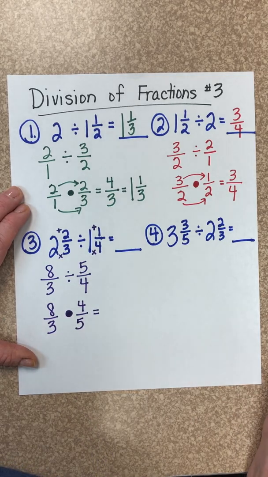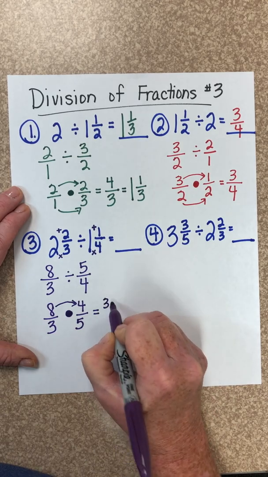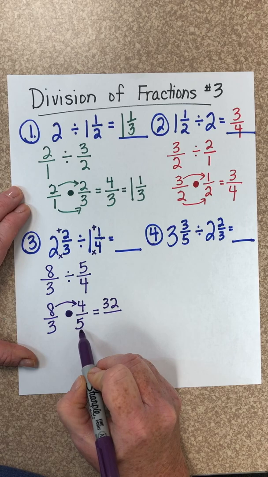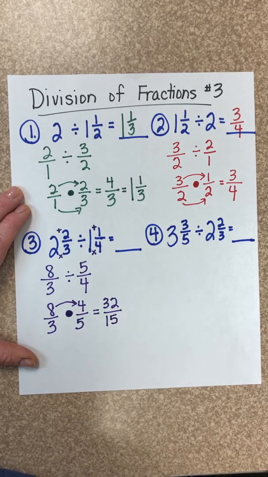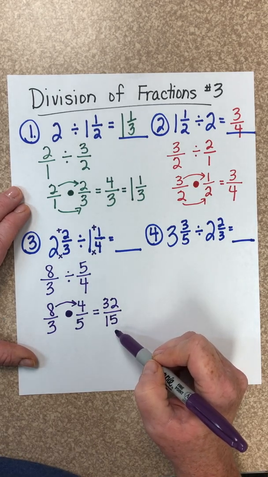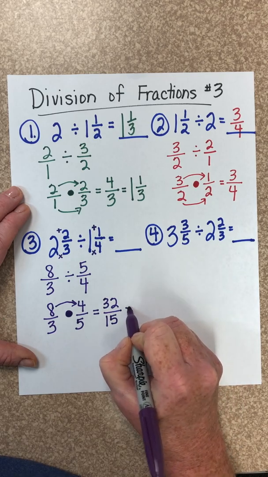And now we can multiply. 8 times 4, that's 32. And 3 times 5, well, that's 15. Well, 32/15, that's improper. So we need to simplify this to lowest terms.